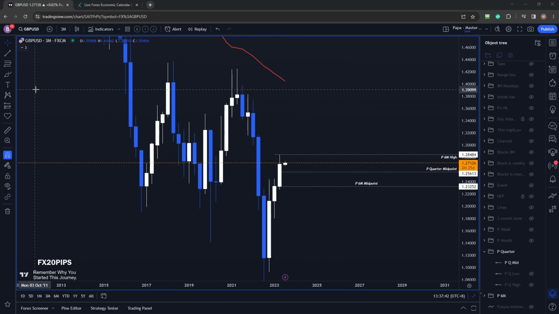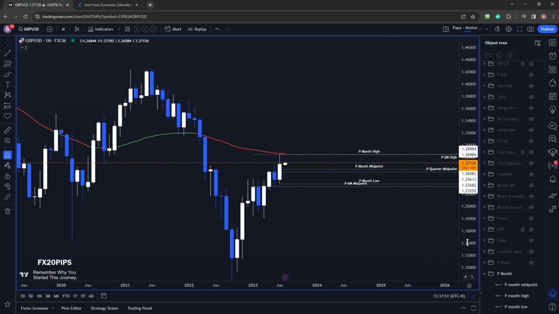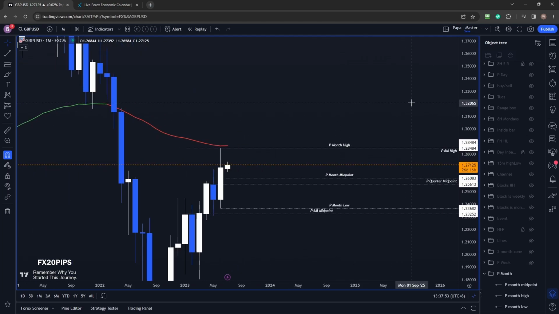Now let's go to the monthly chart, and the whole thing repeats again. I have the previous month high, low, and midpoint. As you can see, previous month high, previous month low, and then previous month midpoint. Same thing, I will only leave this one on, and because the previous month low is pretty close to the 6-month midpoint, I'll remove this one.